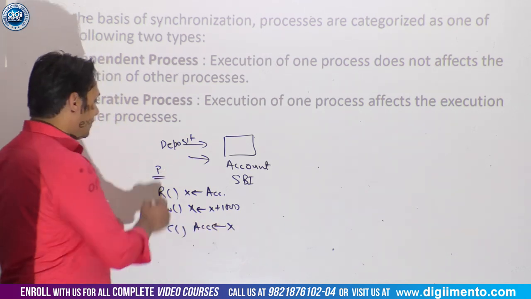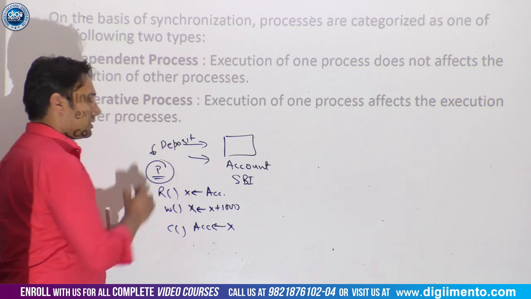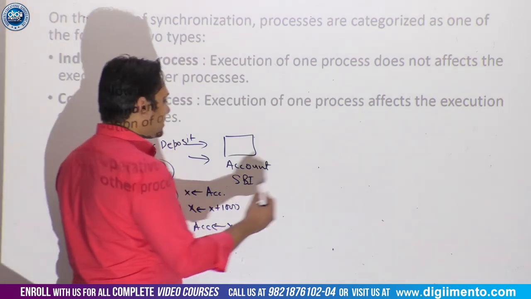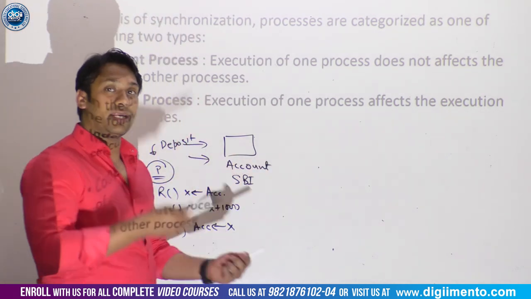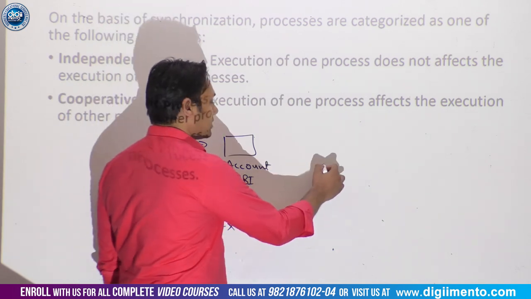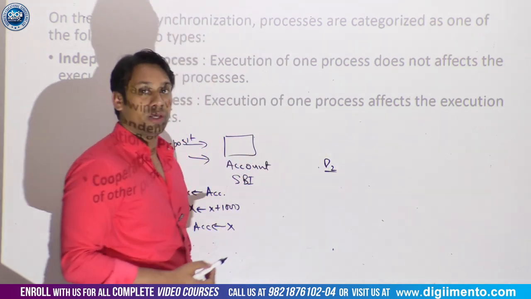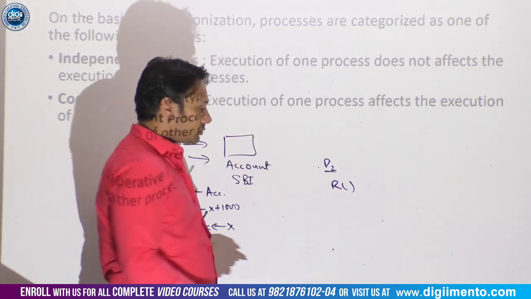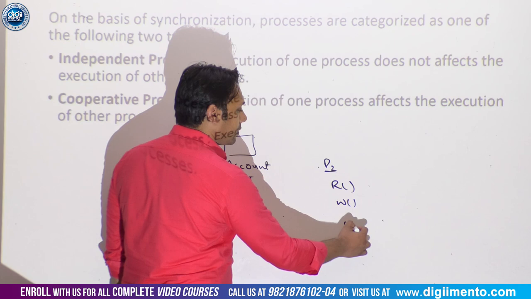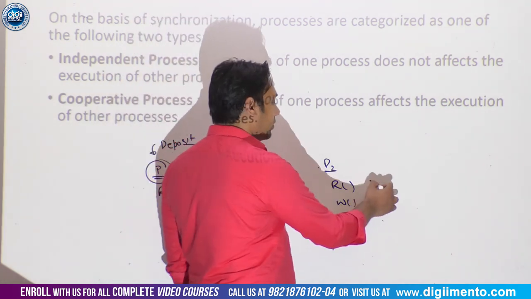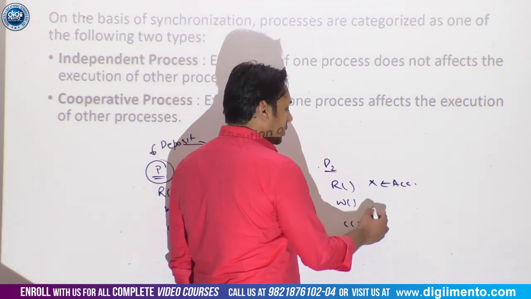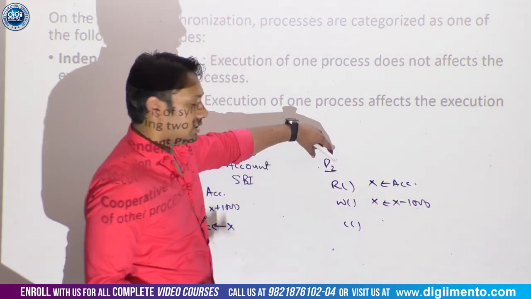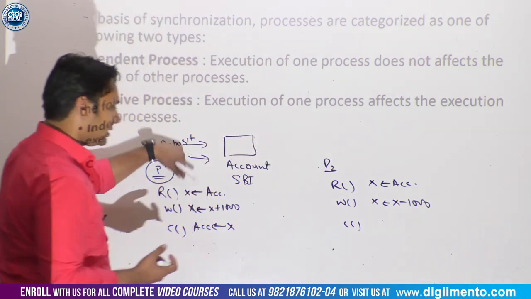This is your first function, which is your deposit function. That means this function can be used to deposit some money into this account. Now, if you have a second function, which is used to take money out of this account, let us suppose this is a process P2. In this again, you are going to read the balance from this account, write something and then commit. So you read the account balance and do, let's suppose, X minus 1000. Here you are removing 1000 from this account, and there you are depositing 1000.